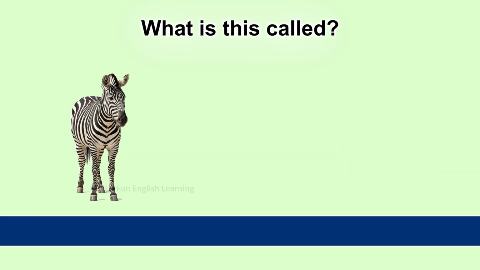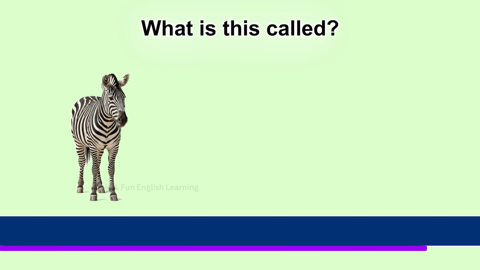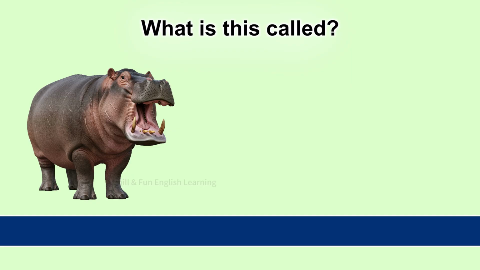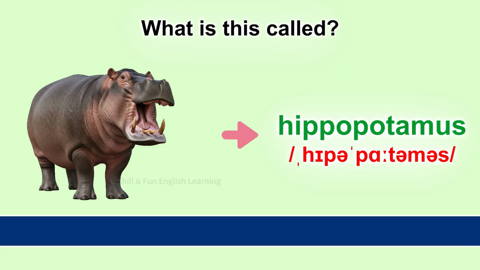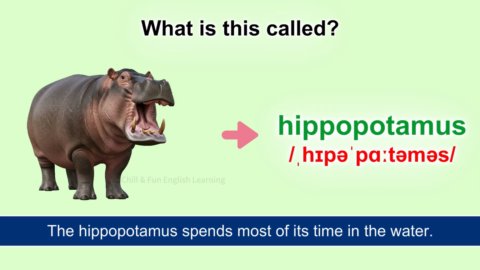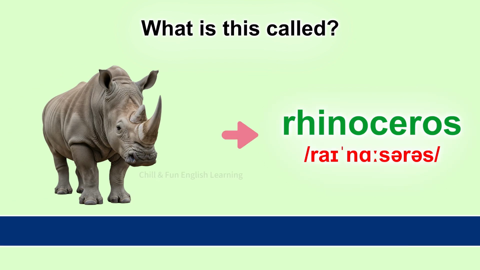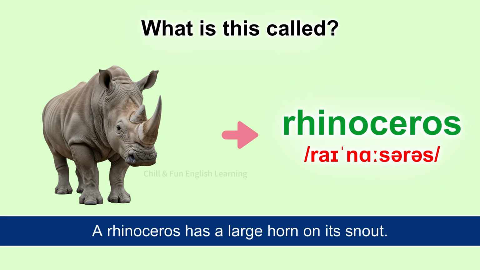What is this called in English? Zebra. For example, the zebra has black and white stripes. What is this called in English? Hippopotamus. For example, the hippopotamus spends most of its time in the water. What is this called in English? Rhinoceros. For example, a rhinoceros has a large horn on its snout.